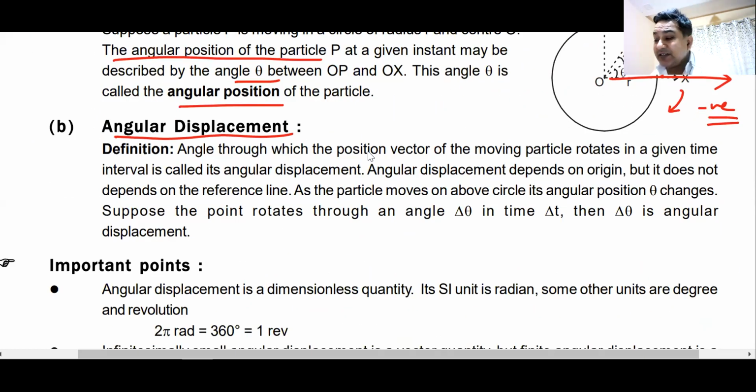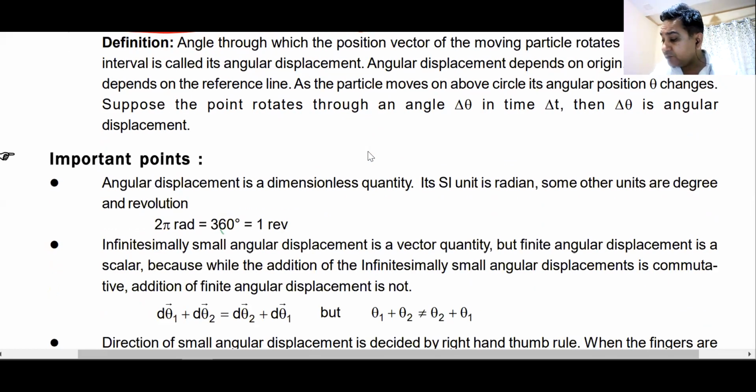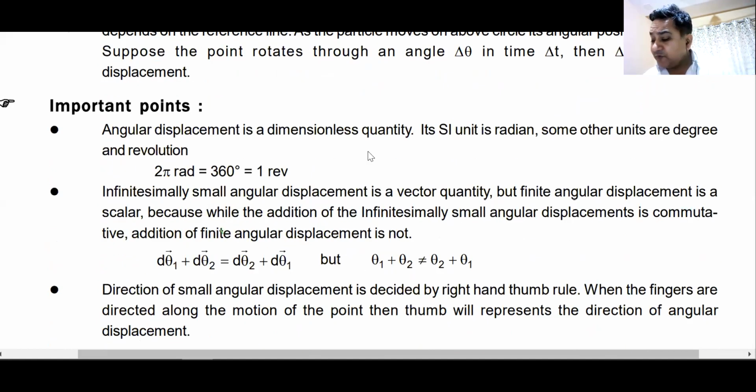Then this is angular displacement. Angular displacement is the analog of displacement vector. Do we remember displacement vector? It is the change in position vector. When a particle changes its position, it changes its position vector, and that change is known as the displacement vector. Similarly, when a particle changes its angular position, we call it angular displacement. Now for angular displacement, you must remember this fundamental property.